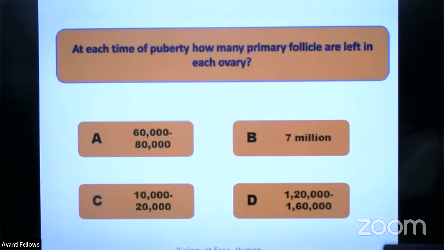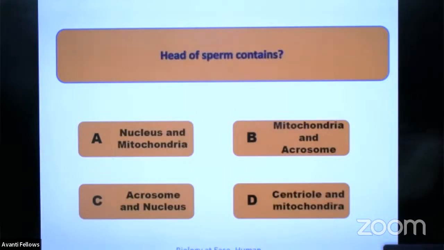Next, question number 22. At the time of puberty, how many primary follicles are left in each ovary? The correct answer is option A. Between 60,000 to 80,000 primary follicles are there in each ovary. Option A is the correct answer. Then another simple question: the head of the sperm consists of what? All of you know the cap, which we call the acrosome, and the head also contains the nucleus with 23 chromosomes. It is a haploid nucleus only.